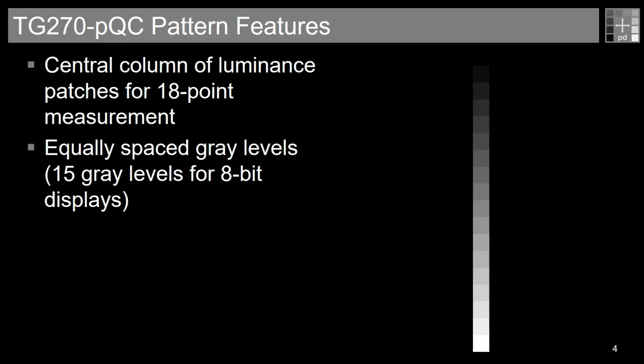First, let's start with the central region. The central column of the test pattern is a series of luminance patches that can be used for an 18-point luminance response measurement. These are equally spaced gray levels, and for an 8-bit display, that means it'll be every 15 gray levels. These are the same gray levels that are used for the AAPM TG270-sQC test pattern and the original TG18-LN series of test patterns. If you have zooming and panning capabilities, this region of the pattern could be used to make a quantitative luminance response measurement.